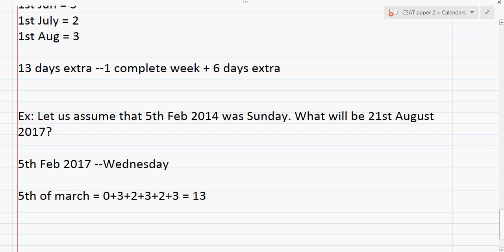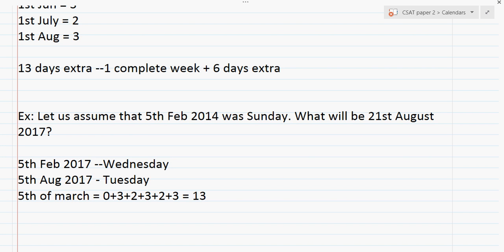which again is equal to how many? 13, which means 6 extra days. So 5th August 2017 would be what? It would be again a Wednesday. So add 6 to Wednesday: Thursday, Friday, Saturday, Sunday, Monday, Tuesday. It has to be a Tuesday.